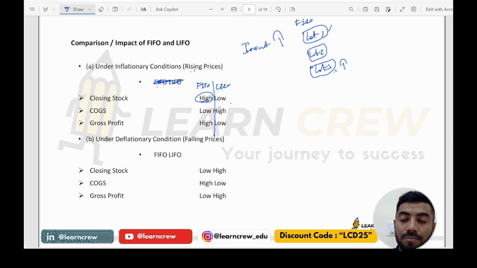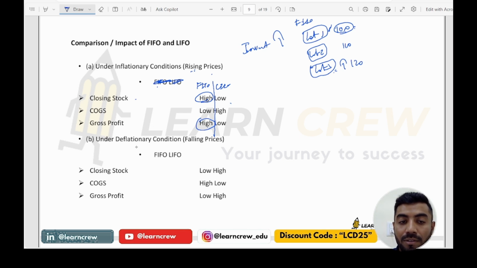LIFO, it's just the opposite. If closing stock is high, what about the gross profit? This has a direct relationship, so this will also be high. Then coming to cost of goods sold, cost of goods sold will be low. Why will it be low? Because here you'll be using the initial lot, and the prices are increasing: 100, 110, 120, same rising prices. So this stock will be used for production or sale, and because of it, the cost of goods sold will be low.